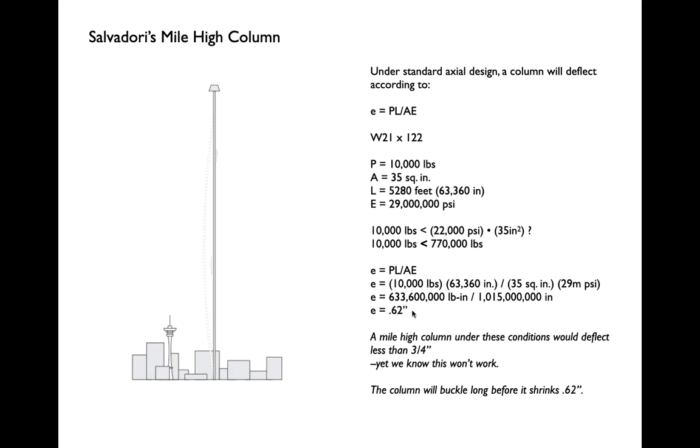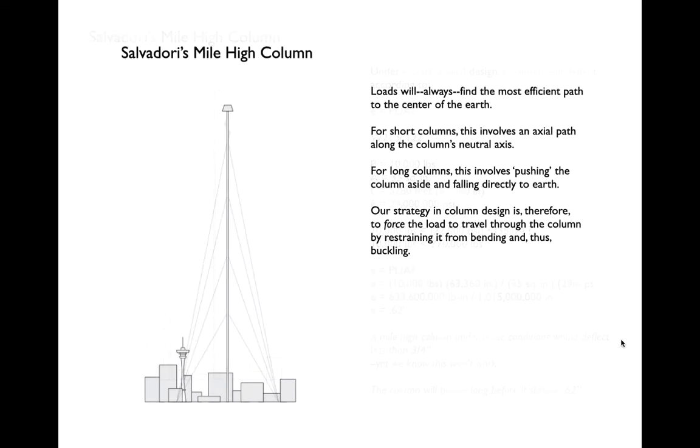We know that this won't work, though. We know that a mile high column will be so flimsy that it'll buckle, it'll bend, and collapse long before it shrinks 3/4 of an inch. So Salvadori's point was that loads always find the most efficient path to the ground.